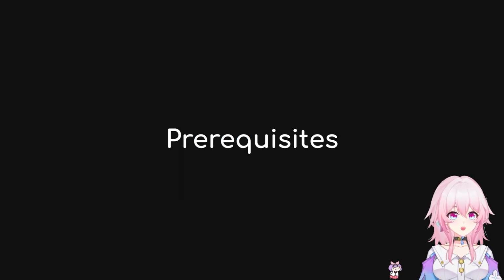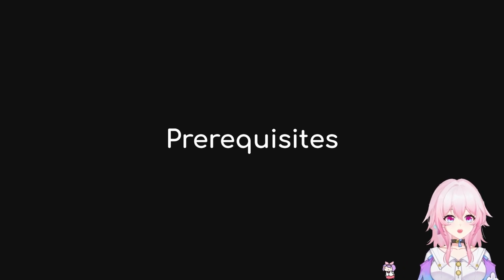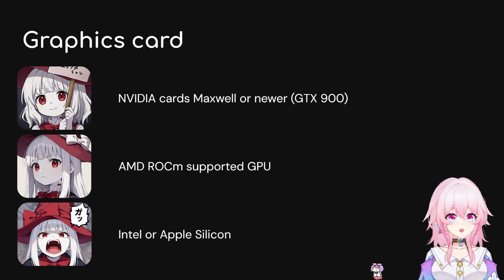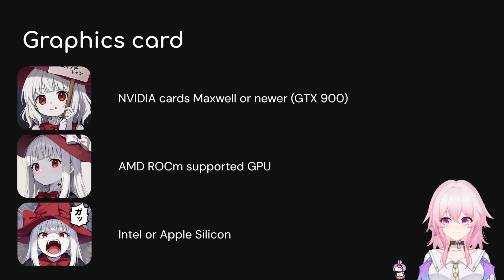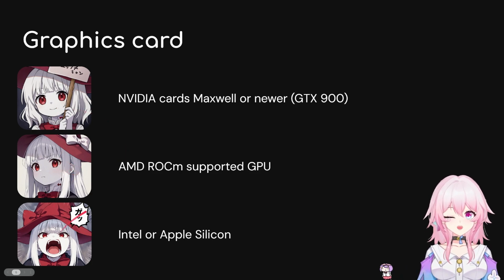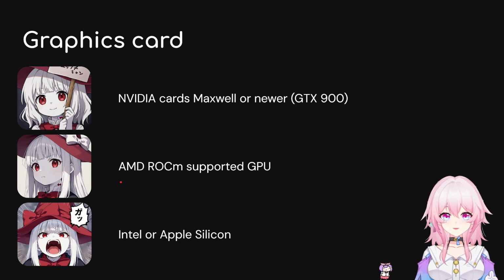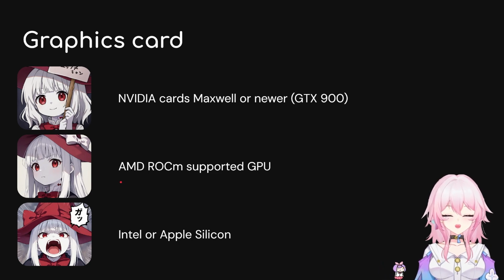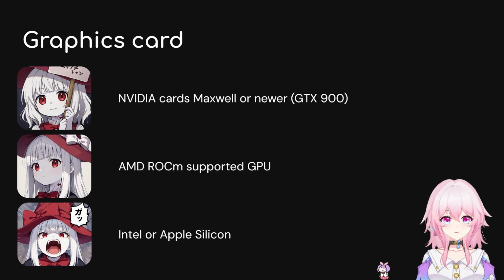So first, what are some prerequisites? What are some requirements for doing this? Number one is your graphics card. Here on the list, you can see the different tiers: the S tier, A tier, and then B tier, or C tier actually. These are taken directly off ComfyUI's GitHub wiki page, which I will link in the description if you want more details.